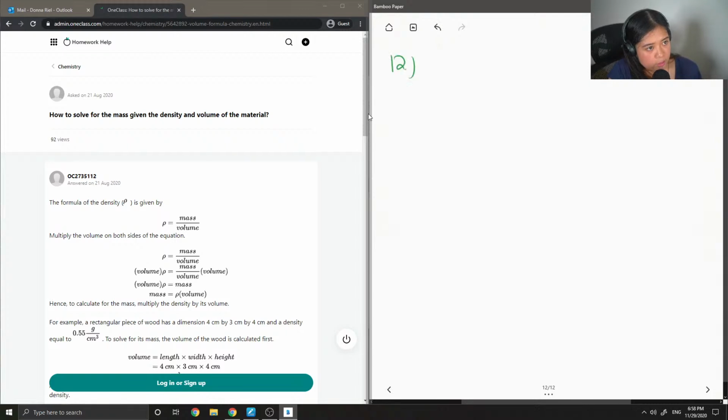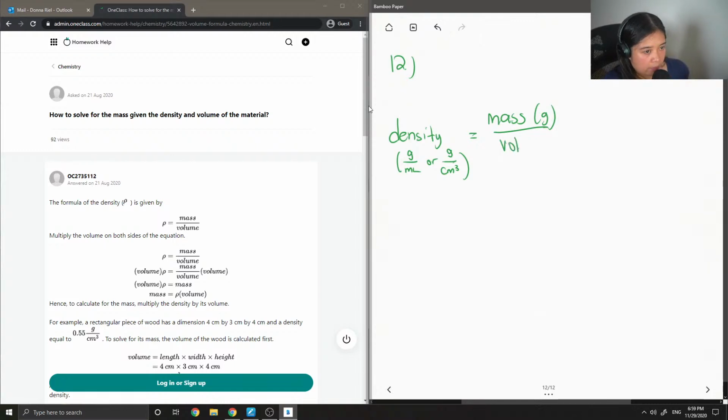Okay, so on to question 12. How do you solve for the mass given the density and volume of the material? Okay, so let's recall the density equation. So the units of density is in grams per milliliter or grams per centimeter cubed. And it is equal to mass in grams over volume. So again, this can be expressed in both milliliters or centimeter cubed, depending on whether or not you have like a solid or a liquid.